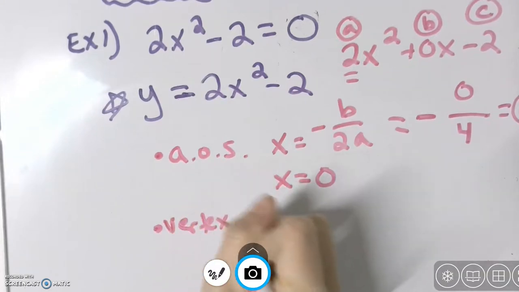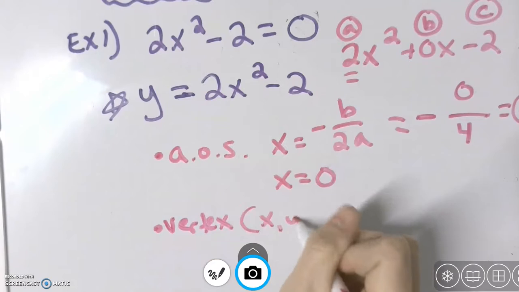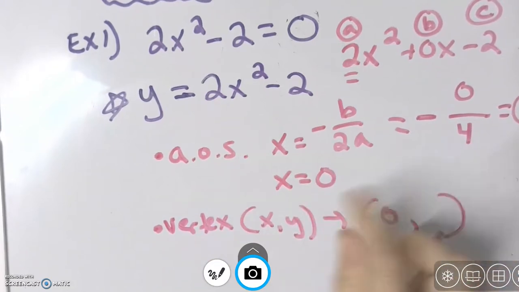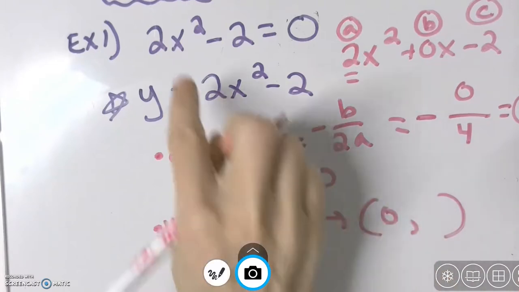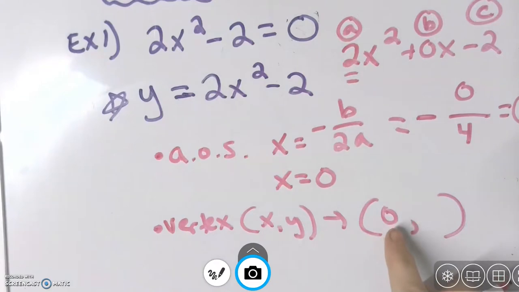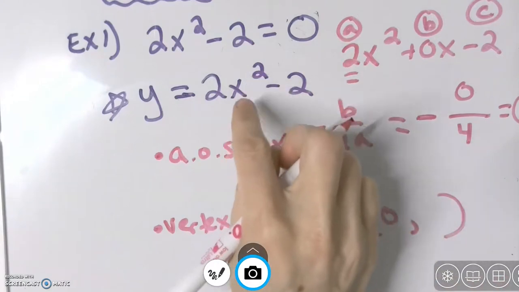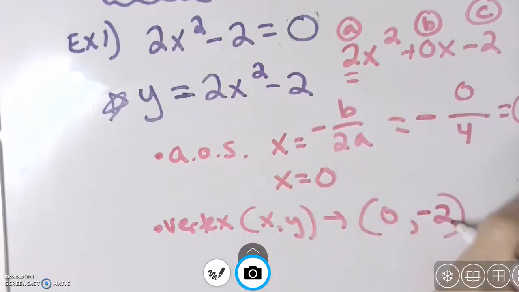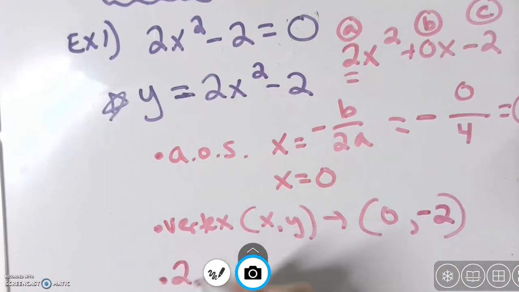Now I need to come up with a vertex. My vertex is going to be xy, it's a coordinate. My x coordinate is 0. I need to substitute 0 for x up here to find y. So when I do that, 0 squared is 0, 0 times 2 is 0, 0 minus 2 gives me negative 2 for y. So my vertex is 0, negative 2. And then I need to find what? 2 other points?